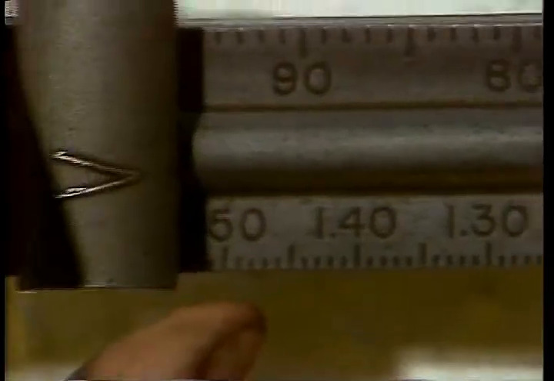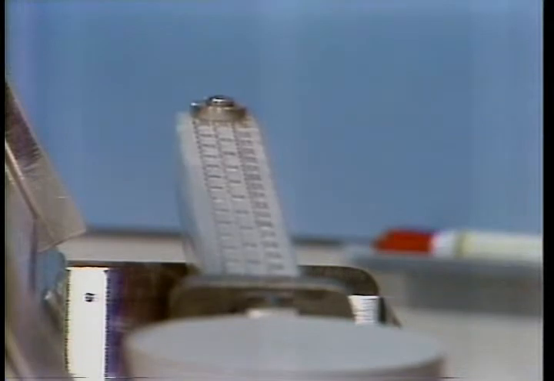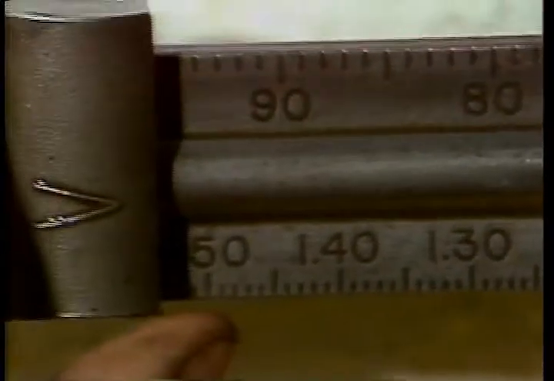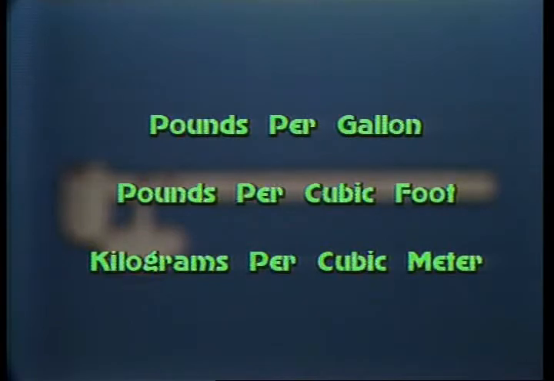The density of the mud sample is read at the edge of the sliding weight nearest the base support. There will usually be 3 or 4 scales etched or imprinted into the balance arm. The ones you'll be concerned with are pounds per gallon, pounds per cubic foot, and kilograms per cubic meter.